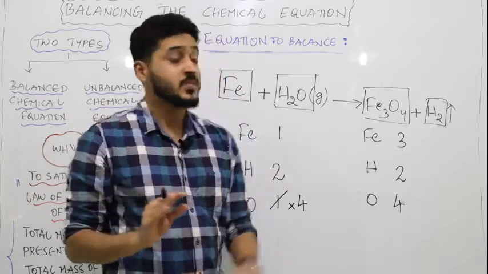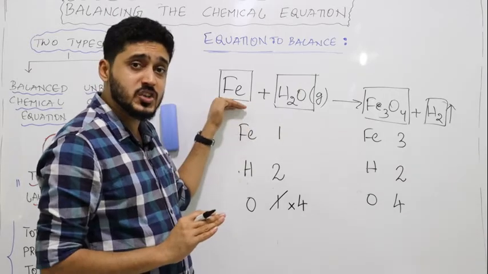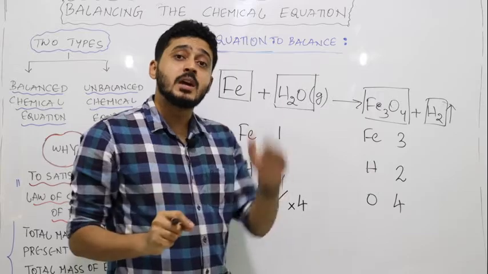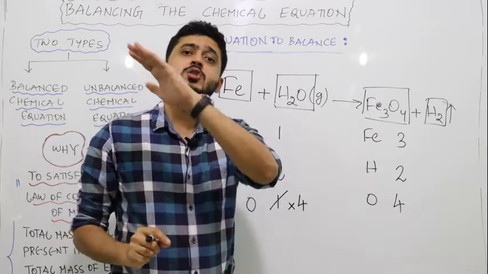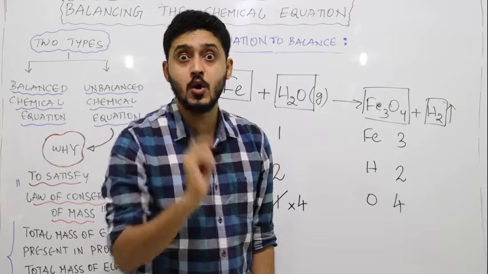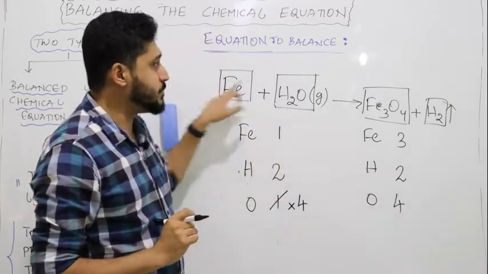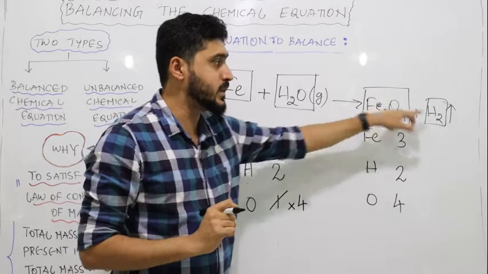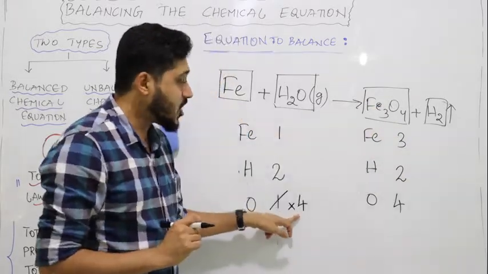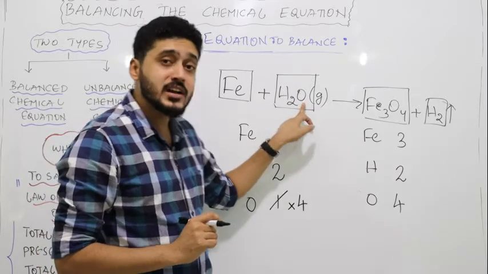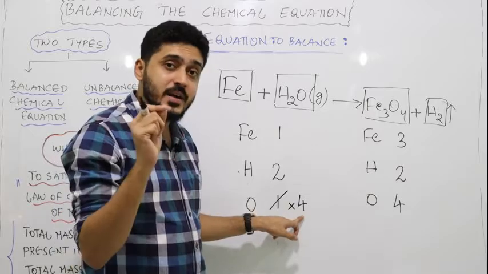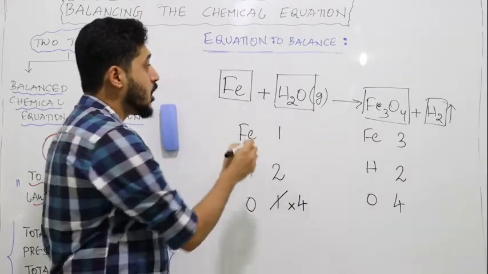Always remember it. Nothing can be changed. If an equation is given, you cannot change that element or the formula in the process of balancing. It's a big no. Now Fe plus H2O gives Fe3O4 plus H2. It should be as it is. Now when I write oxygen 4, can I write H2O4? No, wrong.